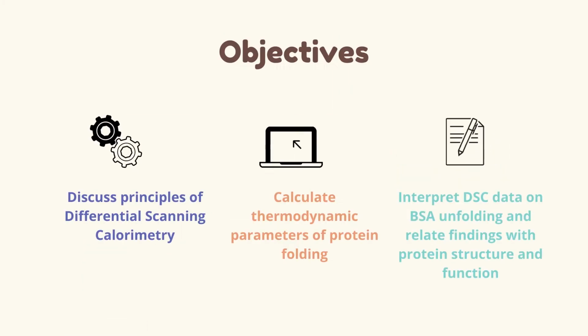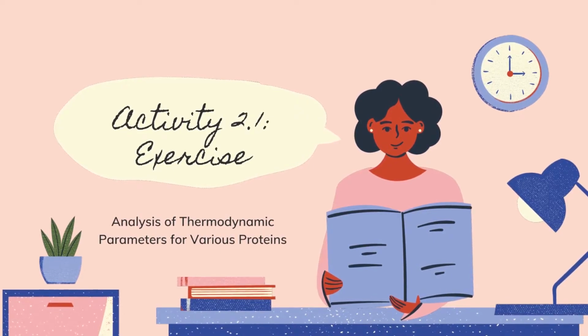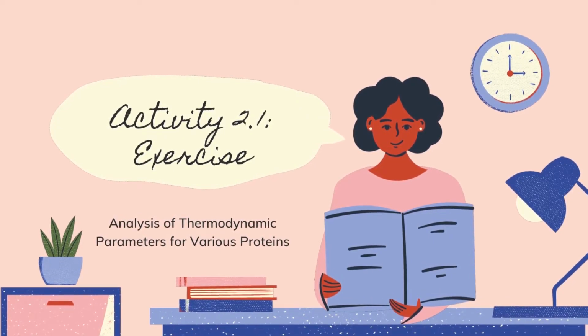The objectives of this activity are to discuss principles of differential scanning calorimetry, calculate thermodynamic parameters of protein folding, and to interpret DSC data on bovine serum albumin unfolding and relate the findings with protein structure and function. Now let's proceed to activity 2.1, the analysis of thermodynamic parameters for various proteins.